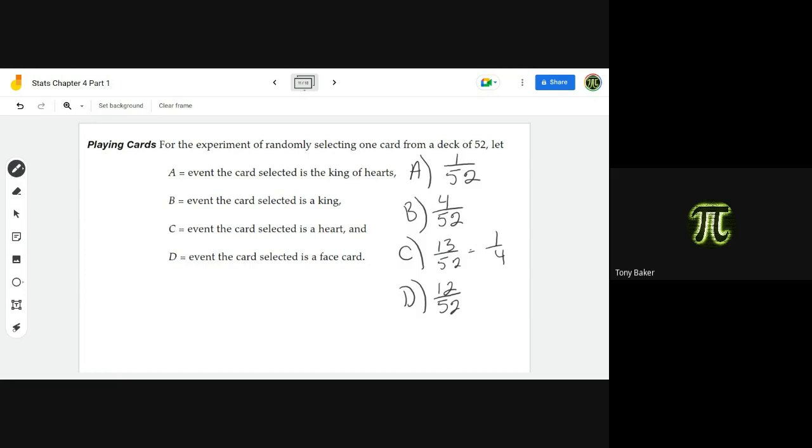What's the probability that it is not D? So if we wanted to do not D, that is the opposite of what I had, right? I don't want those 12 cards. So not D is 40 out of 52.